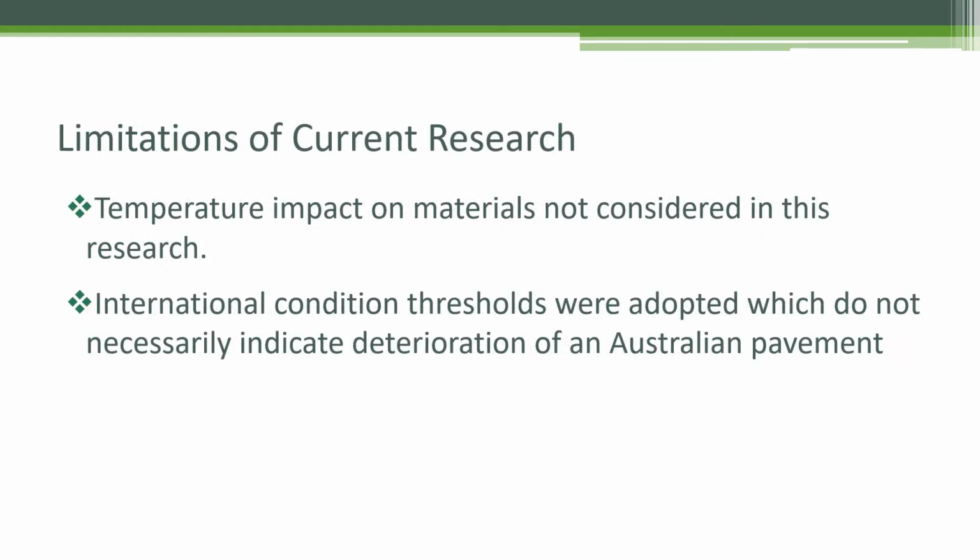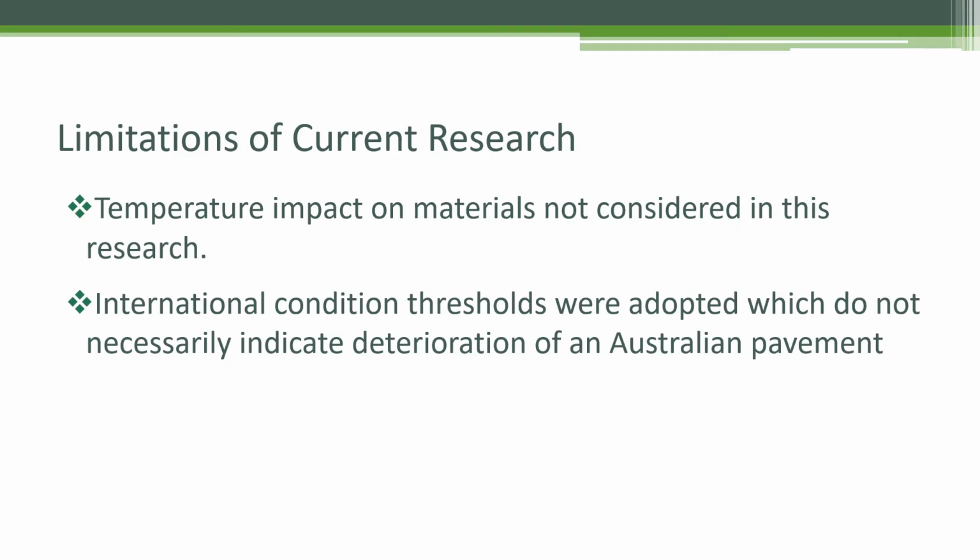It is important to note that there were some limitations of the research that was carried out. One of them was that the temperature impact on materials was not considered in the research, although it's noted that where we had the thicker asphalt, the temperature was close to the average working temperature. It's also noted that the international condition thresholds were adopted, which don't necessarily indicate the same level of deterioration of an Australian pavement.